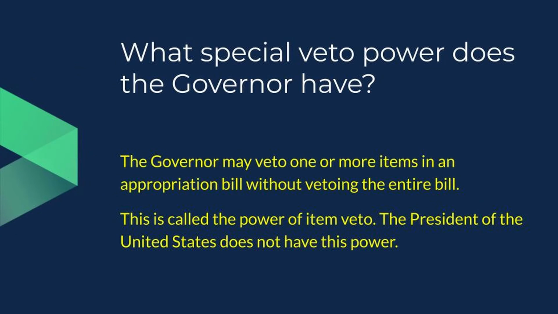What special veto power does the governor have? The governor may veto one or more items in an appropriation bill without vetoing the entire bill. This is called the power to item veto. The President of the United States does not have this power.